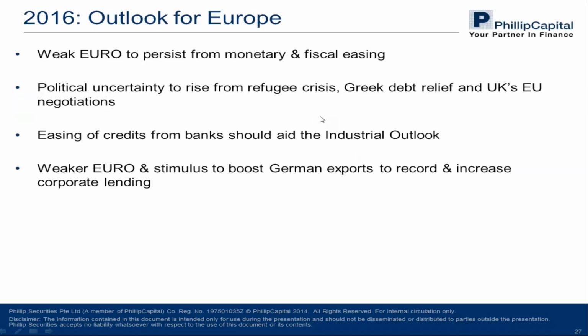So for the 2016 outlook for Europe, because of the QE by Draghi, we expect the weak euro to be persistent, and there is also going to be political uncertainty from the refugee crisis, and not forgetting we still have the Greek debt relief. The easing of credit should help the industrial outlook, because banks would lend out money to spur growth, and the weaker euro would stimulate German exports, and having a stimulus would also help corporate lending.